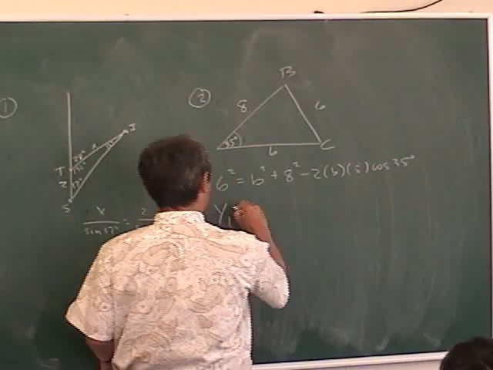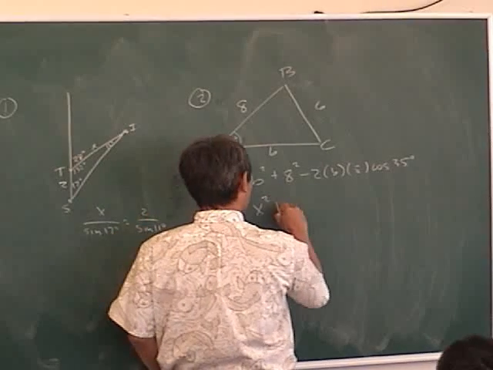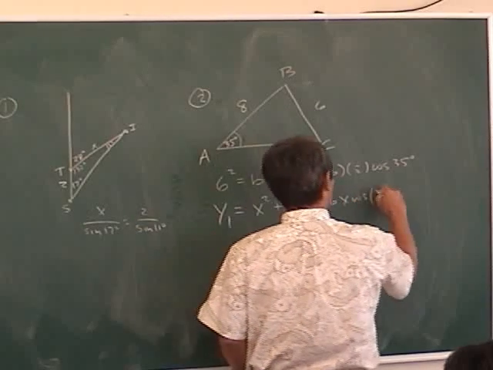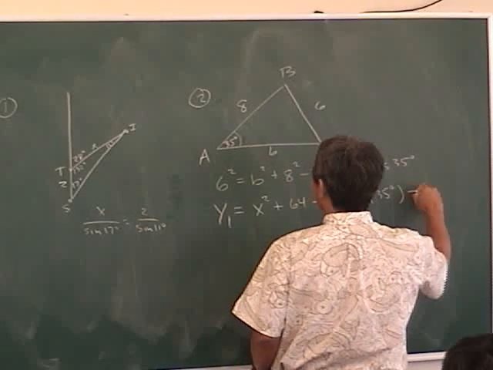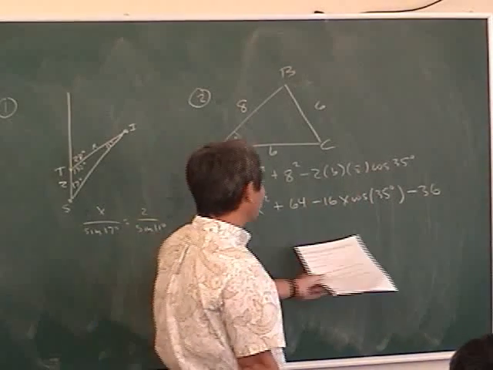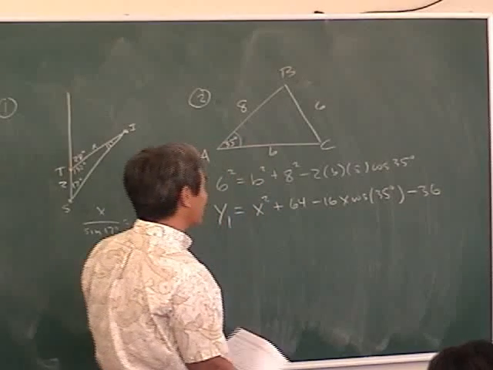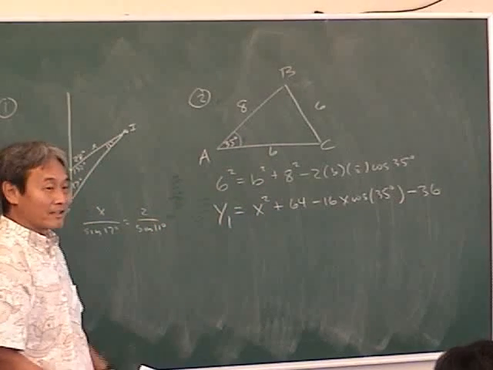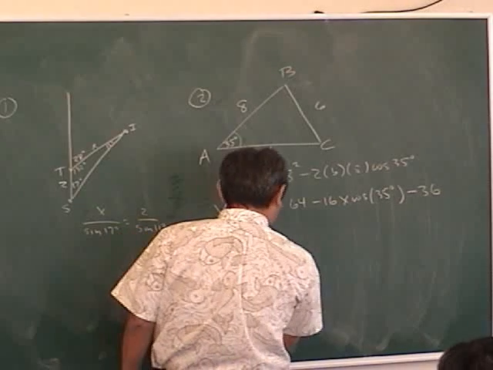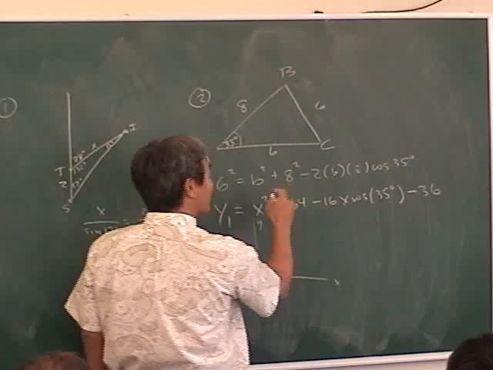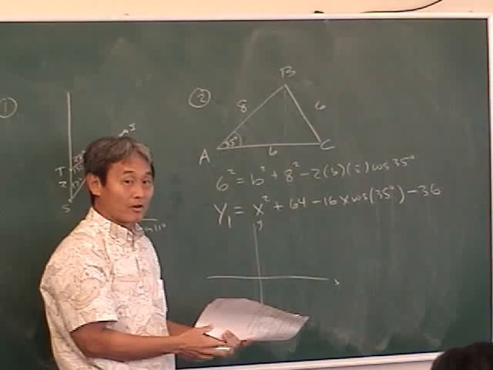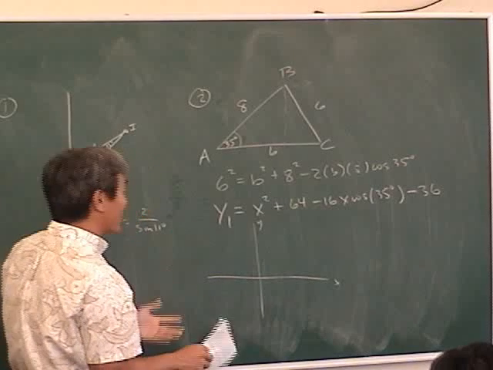So on your calculator, you go y1 equals x squared plus 64 minus 16x cosine of 35 degrees minus 36. And if you want to add the 64 and the negative 36, you can. But your calculator doesn't care, right? Graph this on your calculator. See, the ambiguous case, if you use the law of sines way, you got to draw in the altitude and you got to figure out how many solutions there are before you even start. But if you use the law of cosines way, you don't need to know that.